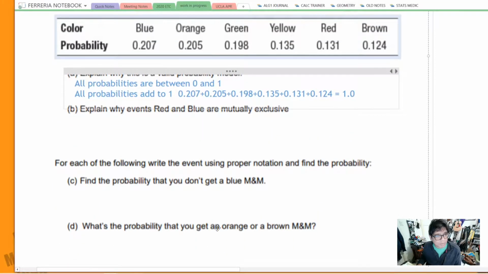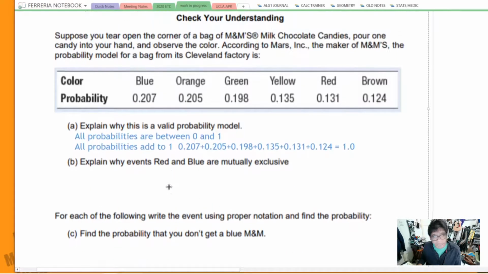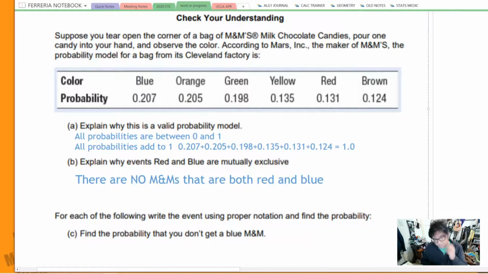Can we explain why red and blue are mutually exclusive M&Ms? Yeah, that's easy. There are no M&Ms that are both red and blue. We're talking about a single M&M that is colored red and blue. I don't know what that would look like, maybe red on one side and blue on the other. There are no M&Ms like that. M&Ms are either red or blue, not both of them.